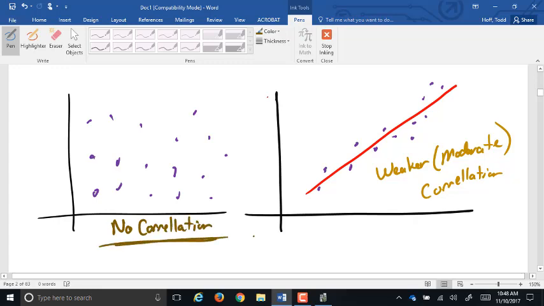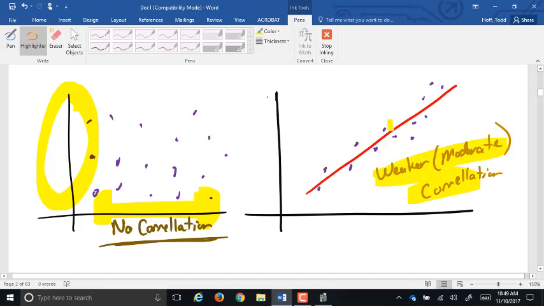So what that's saying is, as the value of this independent variable changes, it has no effect on the value of that dependent variable. Here, it's saying it does have an effect on it, but it doesn't totally determine it. In terms of our height and weight, as the height gets larger, the weight tends to get larger, but there are other factors that might change it too.